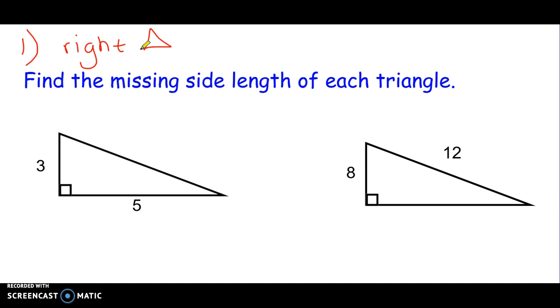And then the second thing, what else do we have to know for it to work? Two sides. Yeah, you have to know two of the three sides so that you can solve for that one missing variable. So you have to know two side lengths.